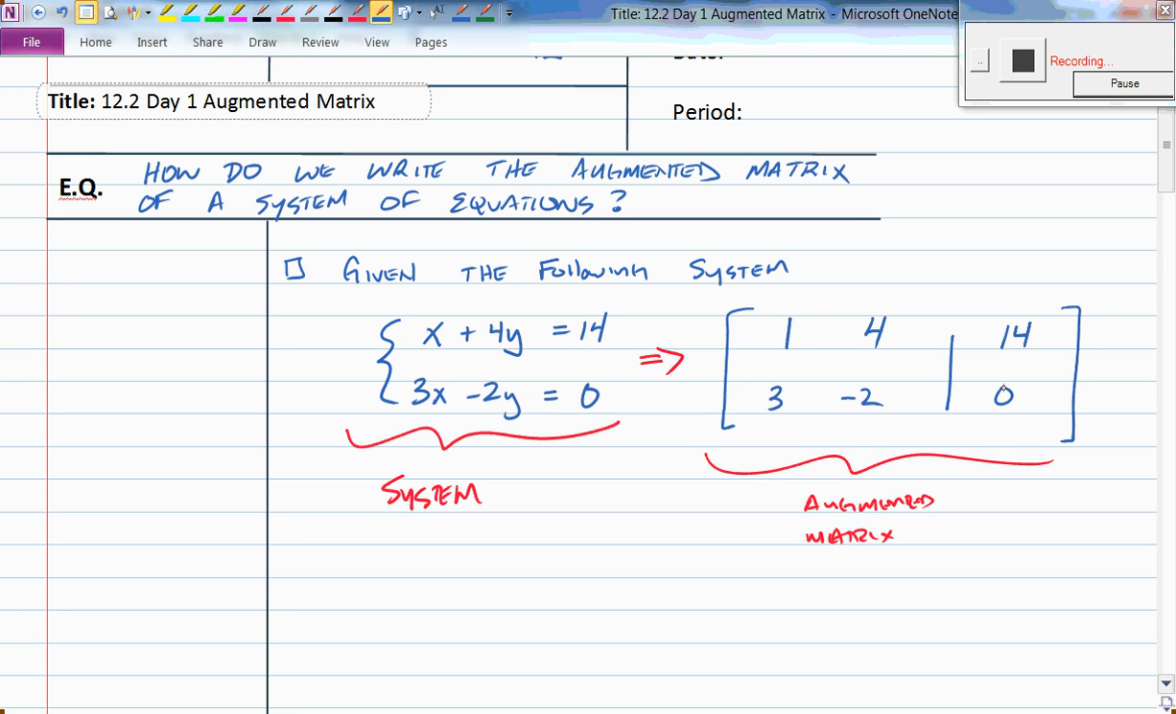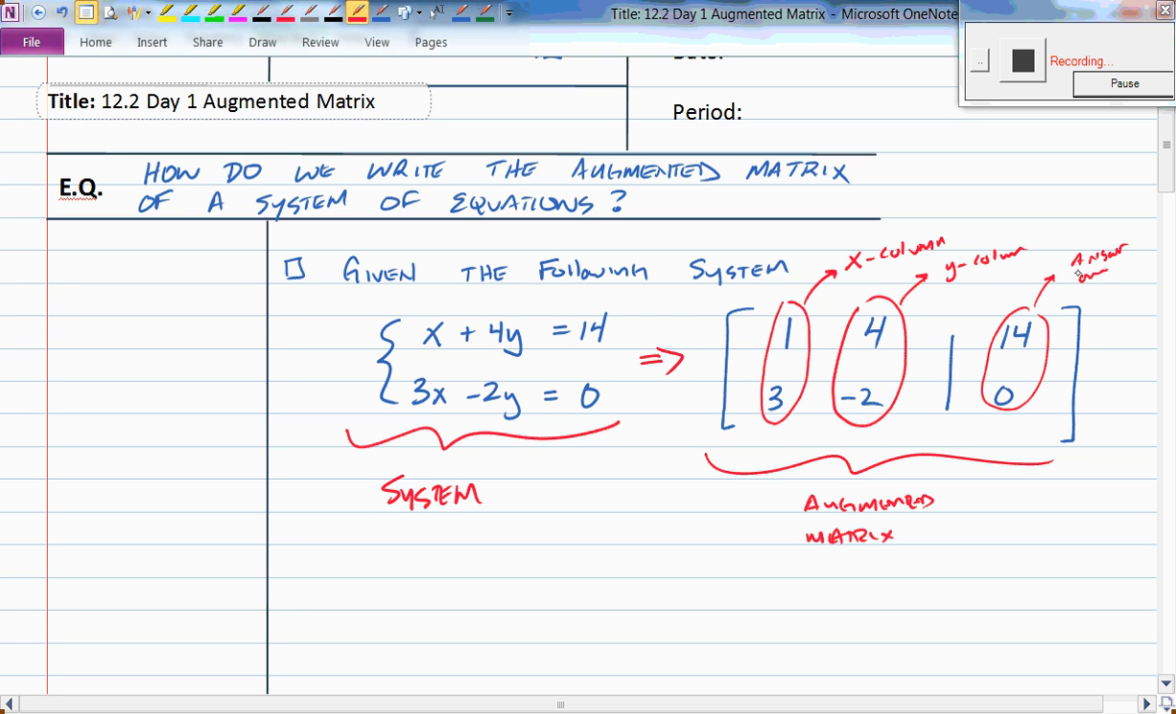Now let's talk about all the parts here. This part right here, this up and down, this 1 and the 3, that's going to represent your x column. This part right here, this 4 and this -2, that's going to represent your y column. And this part over here, the 14 and the 0, this is going to represent your answer column. And the bars on the side represent matrix operations.